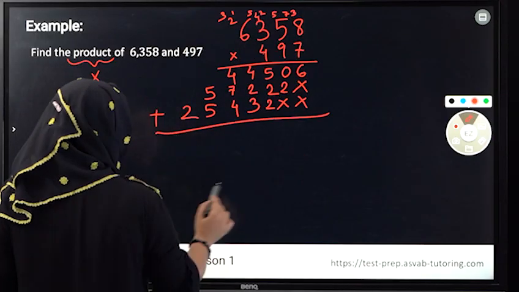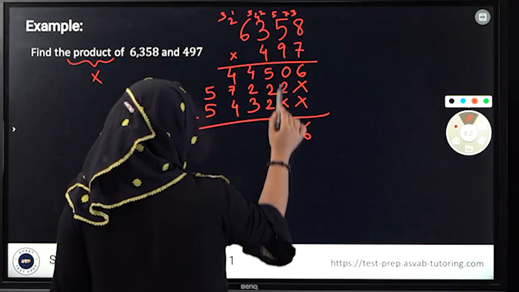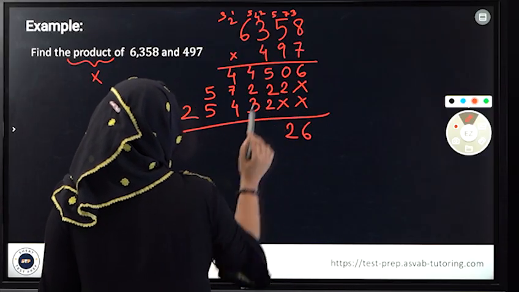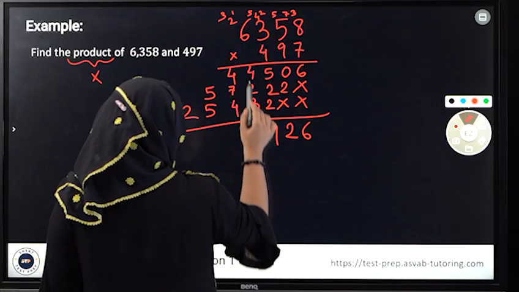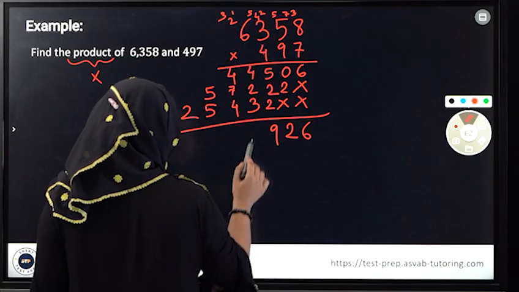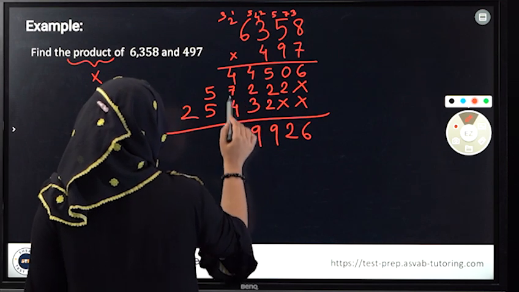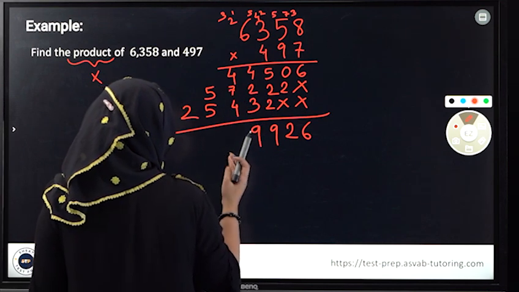Now let's add them all up. It's going to be 6 over here. 2 and 0 is 2. 5 and 2 is 7. 7 and 2 is 9. 4 and 2 is 6. 6 and 3 is 9. 4 and 4 is 8. 8 and 7 is 9, 10, 11, 12, 13, 14, and 15.